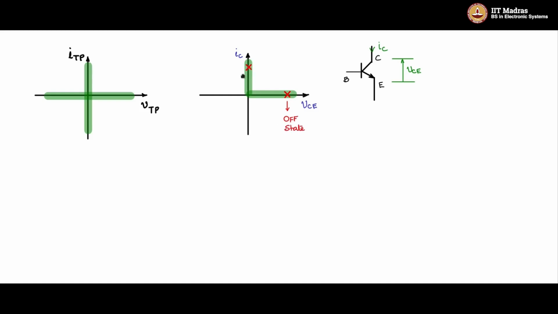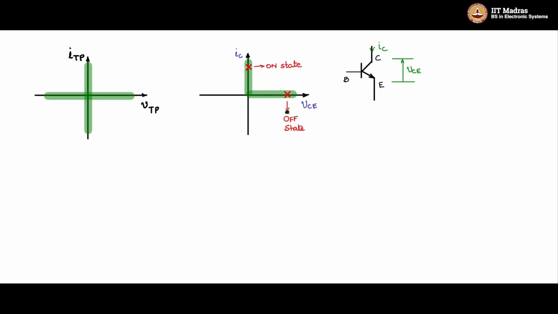Now let us call this the off state. Now let us take another point on this axis as shown. Here there is some finite current for this operating point and the voltage across the switch is 0. What it basically means is that this is the on state, and it is supporting a positive current.